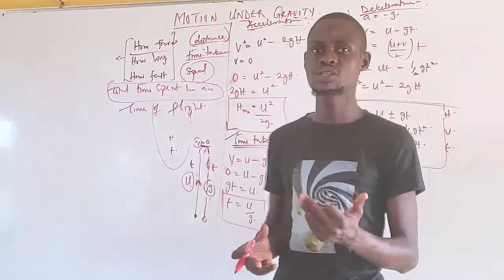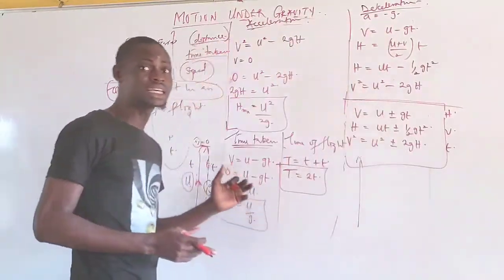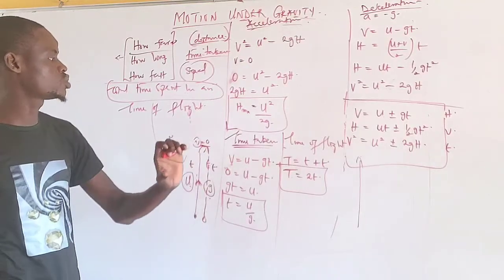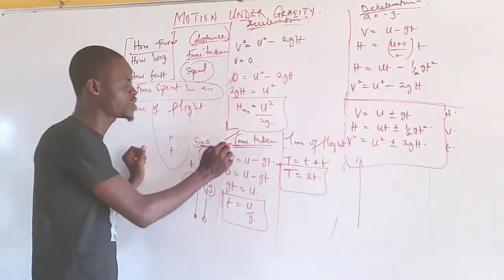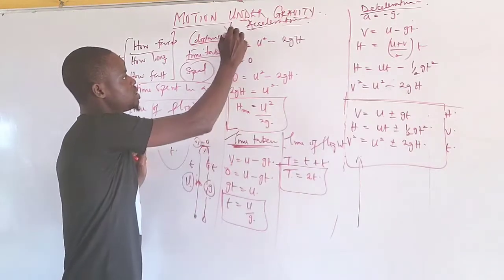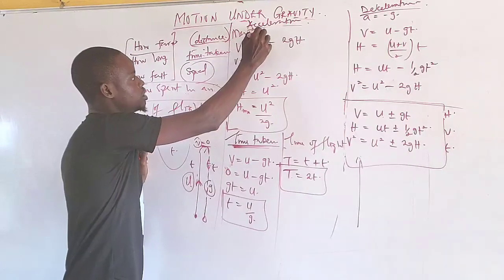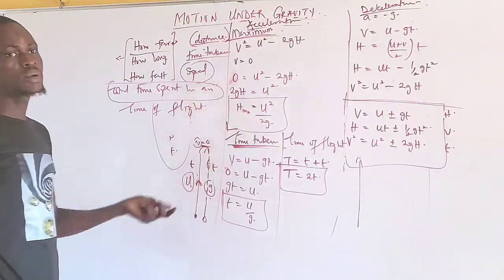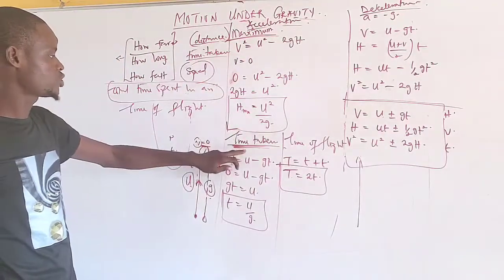They can't give you any question that is not easy to solve. We can easily solve any of these questions, either they ask you to find this time taken, or they ask you to find the maximum height. When we are dealing with motion under gravity, you might be asked to find the maximum height, or you might be asked to find the time taken.